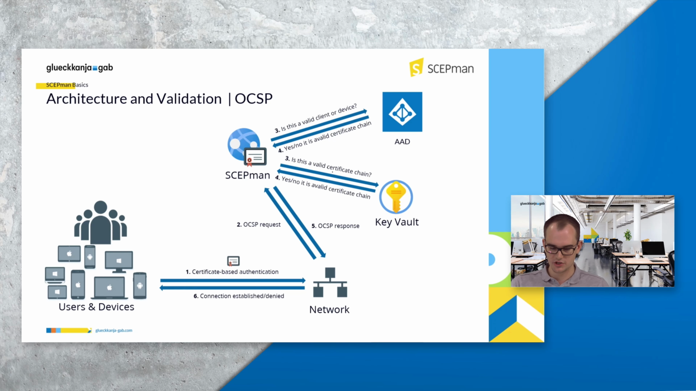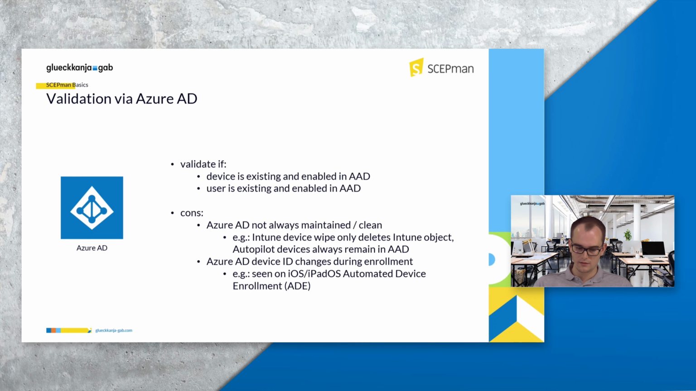SCEPman will now check if the device is valid by asking the Key Vault and Azure AD. That's basically the thing you see on the top right corner. If the device exists in the Azure AD, everything is fine, and SCEPman will respond with the status valid. The radius server can then grant access to the Wi-Fi in the end. So, in detail, SCEPman checks the Azure AD. For a device, it looks in the Azure AD if it is existing and enabled, and for a user, it's the same mechanism.